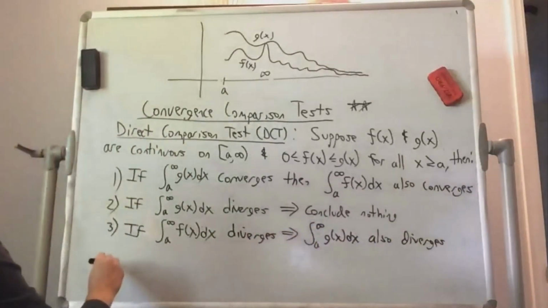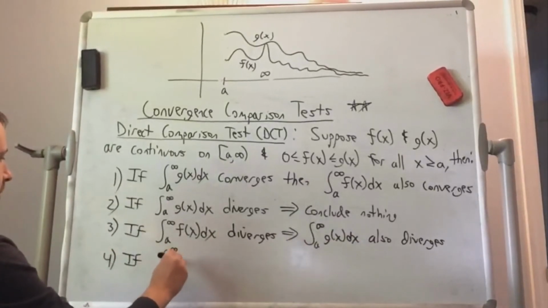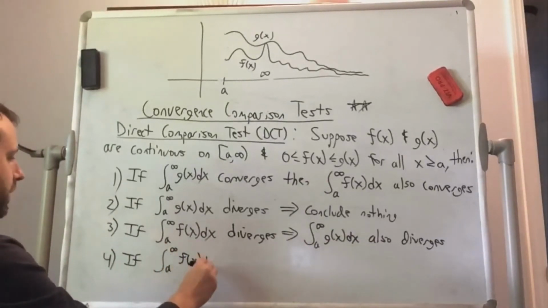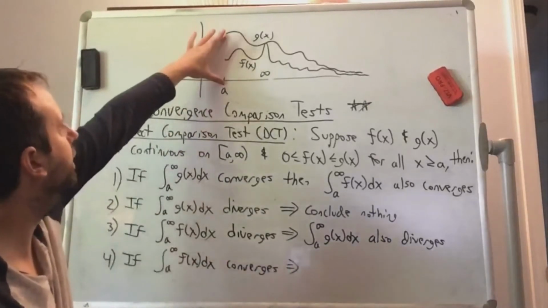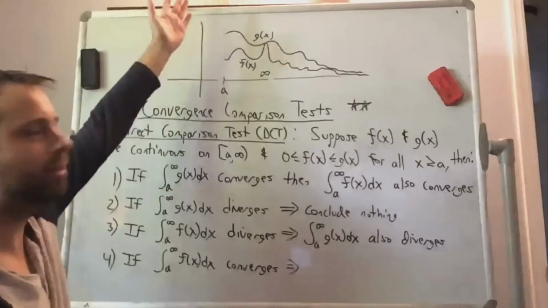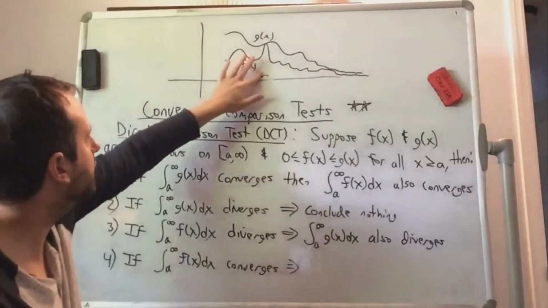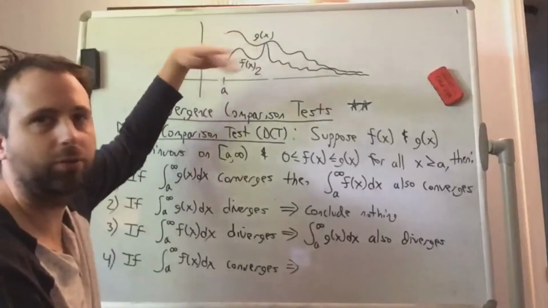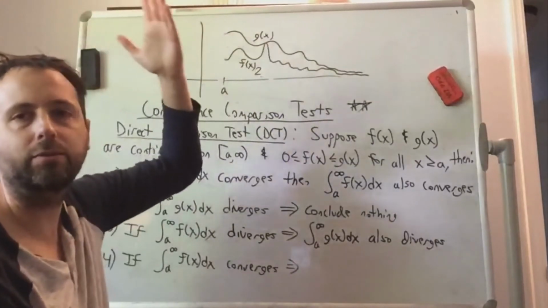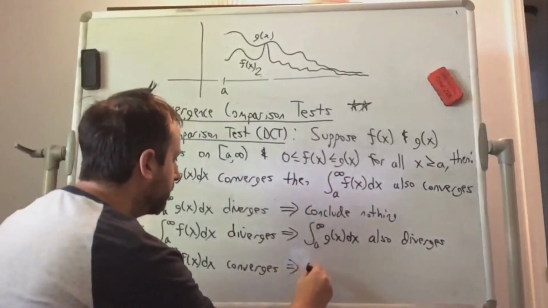And then the last one, suppose the integral from a to infinity of f of x, the smaller one, converges. What does that tell us about the area under the bigger one? Nothing, right? So this converges, imagine the area under here converges to 2. Well, the bigger one could go to 4, or it could go to infinity, who knows? So in that case, you conclude nothing.